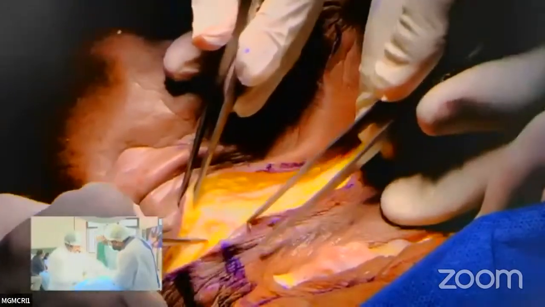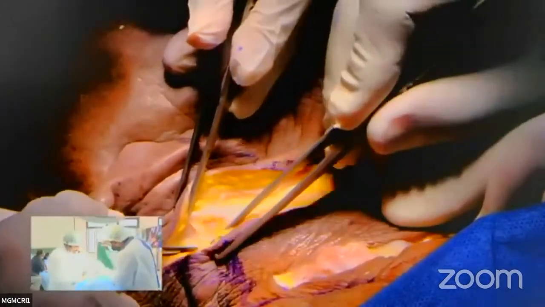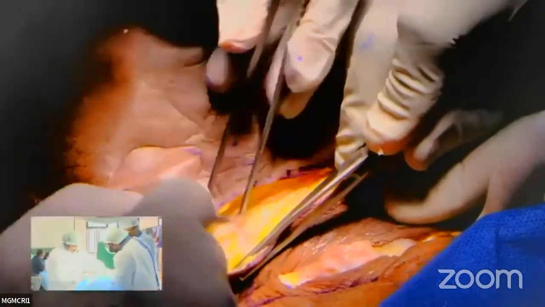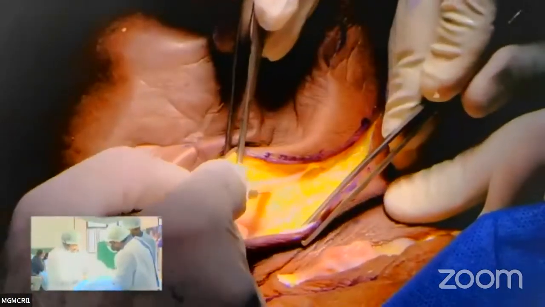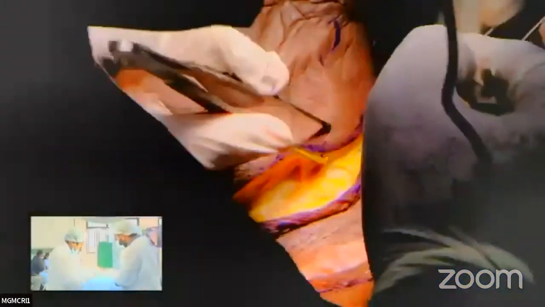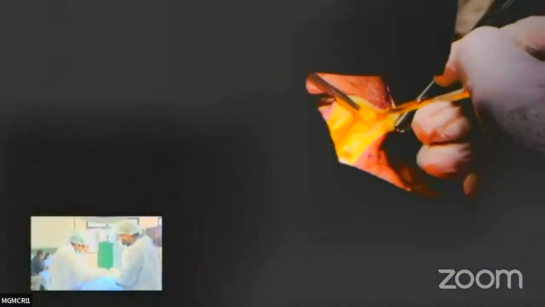This is your external jugular vein. This is your greater auricular nerve. Preserve the greater auricular nerve, so it will help you in identifying the spinal accessory nerve in the level 5 area. So this is your platysma. Here you have cut the skin, subcutaneous tissue.